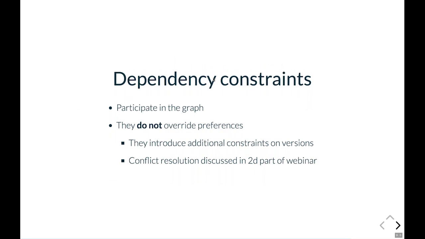So dependency constraints do participate in the graph resolution. They do not override preferences. So they are constraints in the sense of constraints in logic programming. When Gradle resolves, it looks at all the constraints, all the version constraints, whether they come from a real dependency, from a dependency constraint, and it does the resolution. That resolution aspect, the conflict resolution, is also one of the things that makes dependency management complicated. And that's why we wanted these fundamentals, and we will talk about conflict resolution and handling conflict in the second webinar.